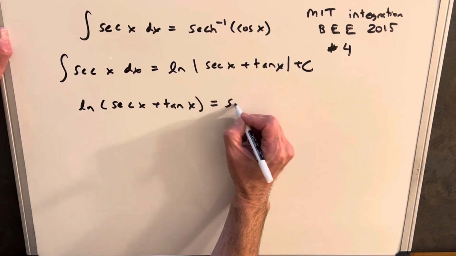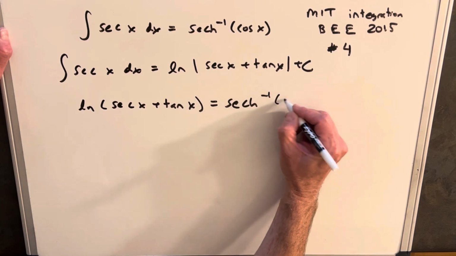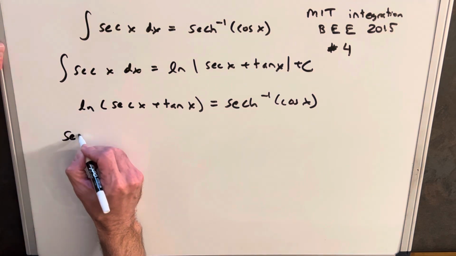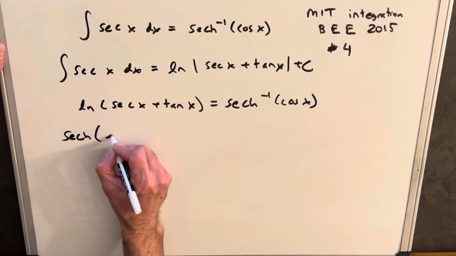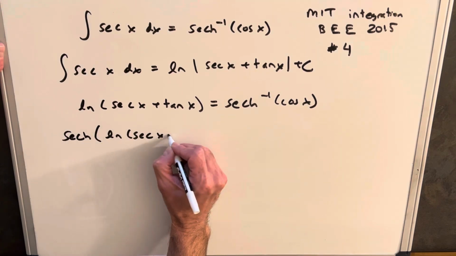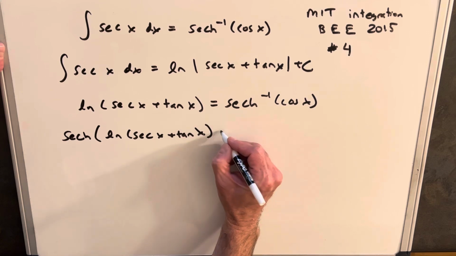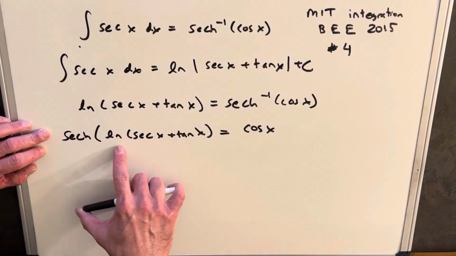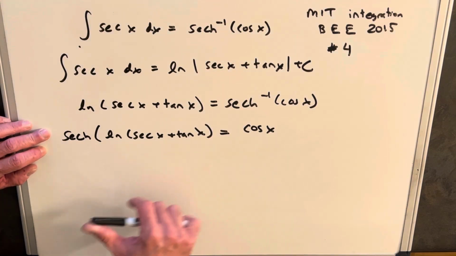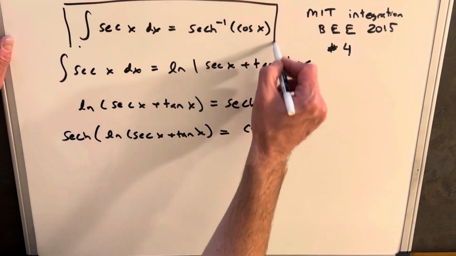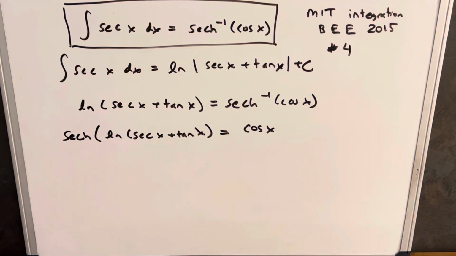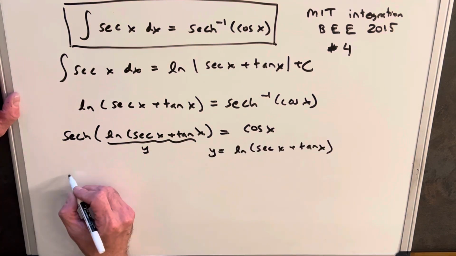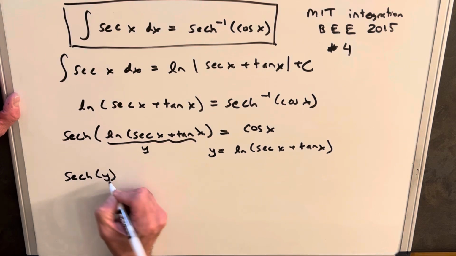We want this to equal hyperbolic secant of cosine x. And so because this is an inverse function, what I can do is rewrite this on the other side. So we'll write hyperbolic secant of ln secant x plus tangent x equals cosine x. So if I can manipulate this left-hand expression and get this to be equal to cosine x, then we can come back at the end and say that this expression is true. And what I want to do, just so I don't keep rewriting this ln expression, let's call this piece y.